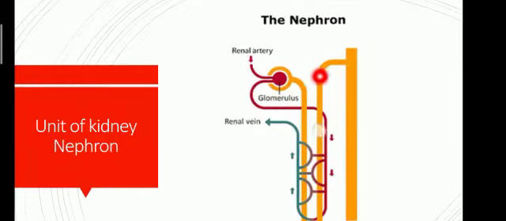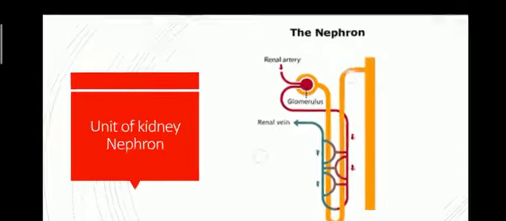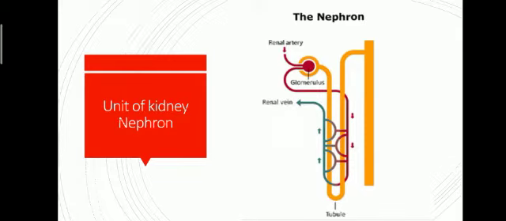So what is the function of nephron? First of all, nephron is known as the structural and functional unit of kidney, and the function of nephron is to purify the blood and also formation of urine. So this was the function of nephron.